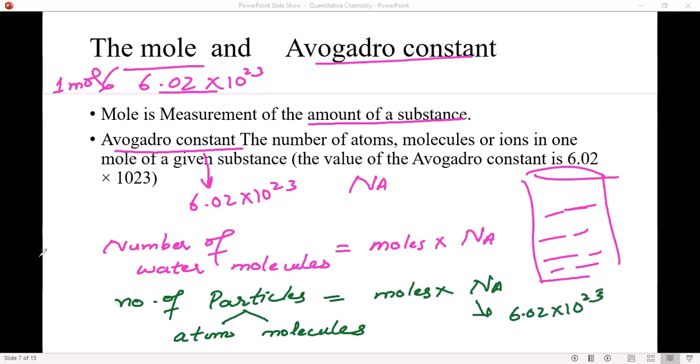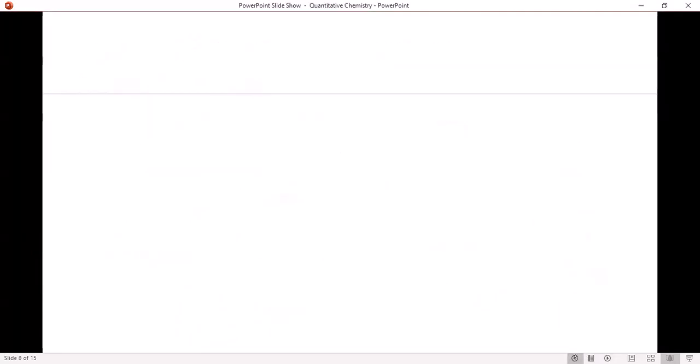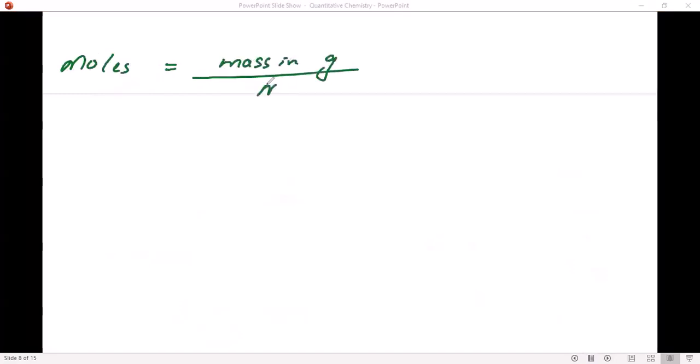So guys, go over this, jumping to the next slide. Here we need to practice a few calculations. There is a formula to find moles. Moles is equal to mass in gram upon Mr. Remember, many students mistakenly write it like this, Mr over mass in gram, and this is completely wrong. So just be careful.